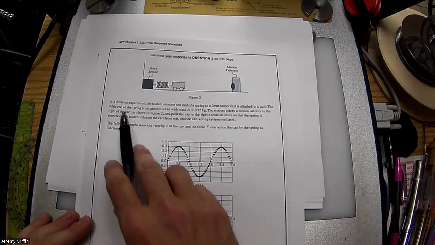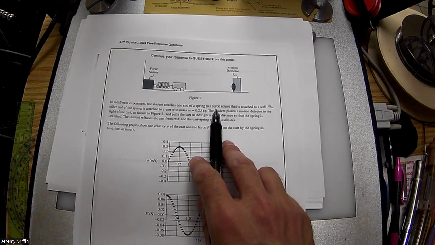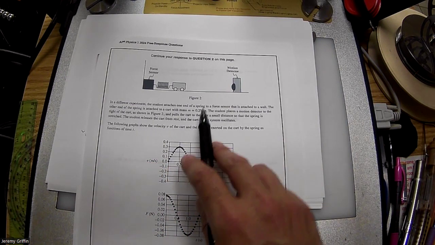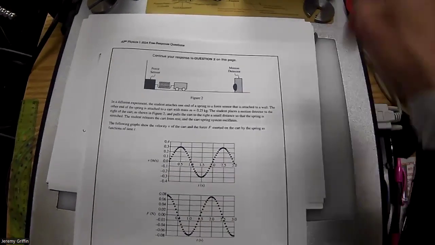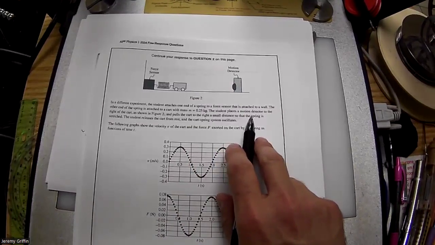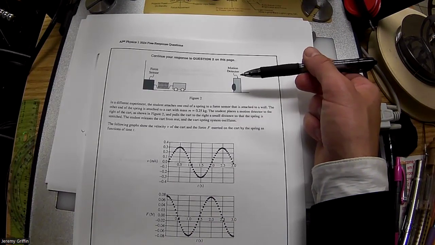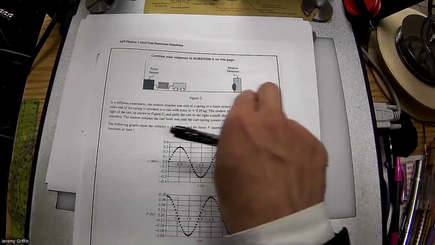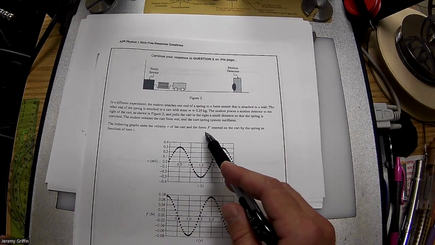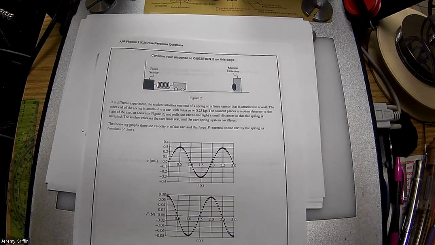I don't know. So, in a different experiment, students attach the end of a spring to a force sensor attached to the wall. The other end of the spring is attached to a cart with mass 0.25 kilograms. That's one of your medium lab masses. The students place a motion detector. Oh, look, it's exactly how I told you guys to set the motion detector, how AP would look for it, where the cart heads straight towards or away from the motion detector. The following graphs show velocity of the cart as a function of time and force versus time. So we got those.